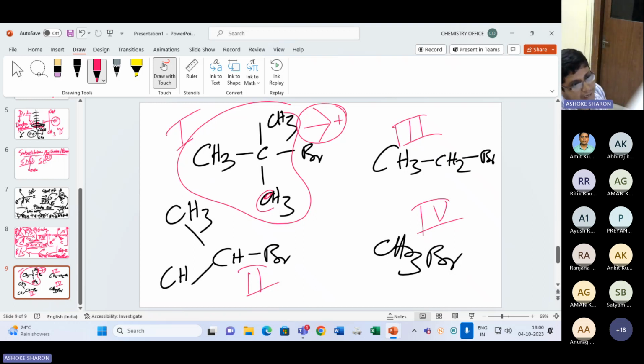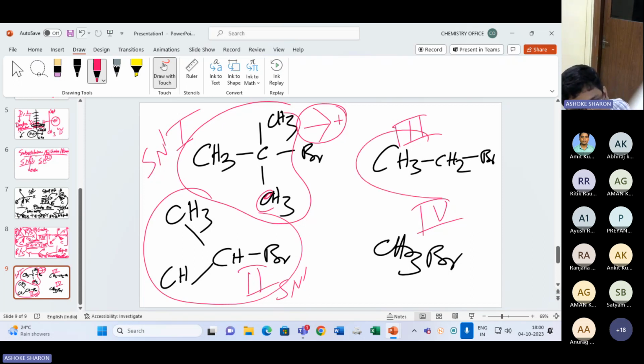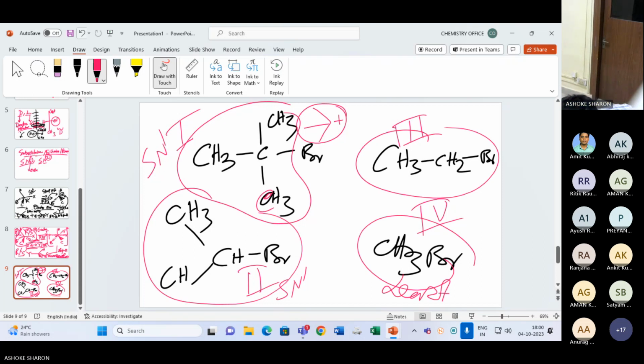Now this one will be the highest SN1, then this one will be the second highest SN1 reaction, then the third highest, and this will be the least SN1 reaction. Clear? Because if it is CH3, a CH3 plus carbocation will form, and there will not be so much stability. So it will be the least one. Clear? So this is the biggest one.